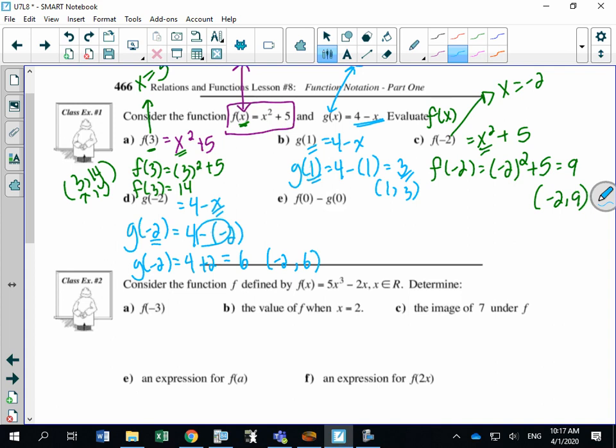Okay. I'm not going to do E. That would be more math 20-1. We would do something like that. For now, I just want you very comfortable with inputting one x value.